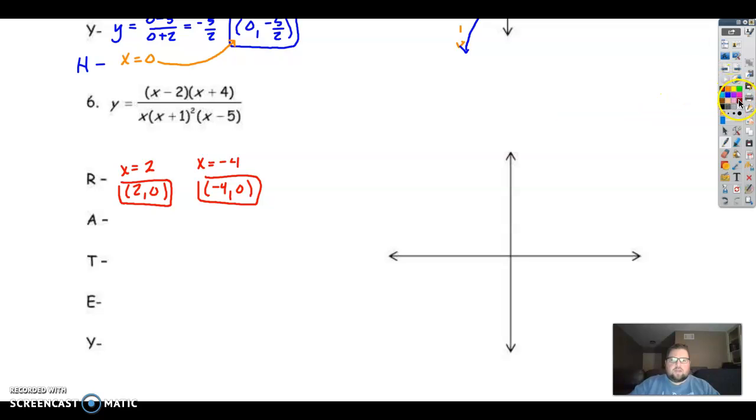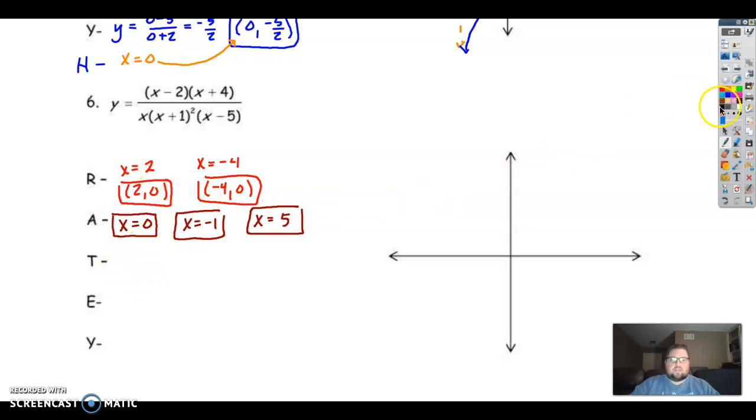Alright, for asymptotes, we actually have 3 asymptotes. So you can't forget about that x in front. That one counts. X equals 0. Then the x plus 1 will give us x equals negative 1. And then the x minus 5 will give us x equals 5.